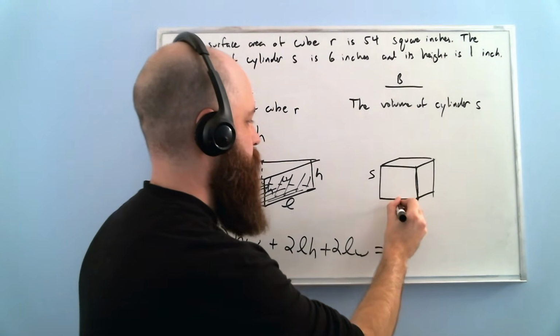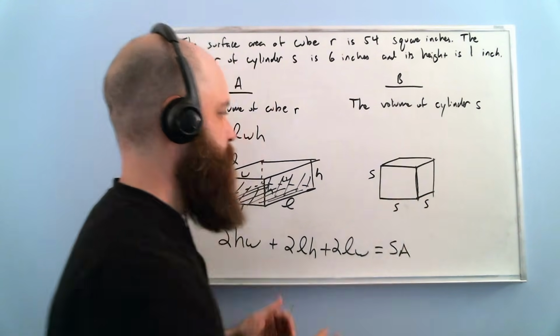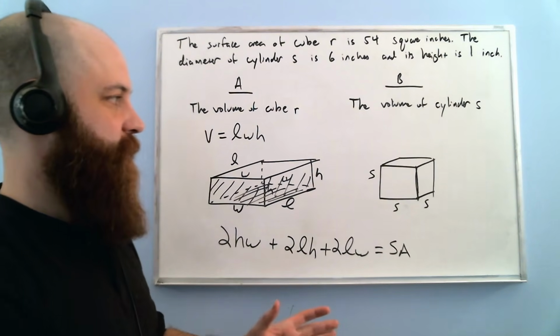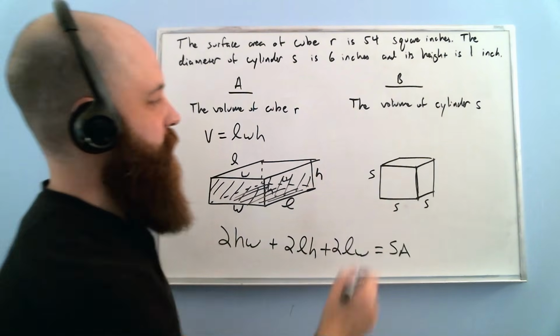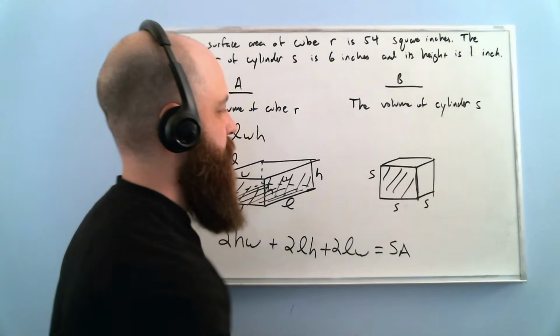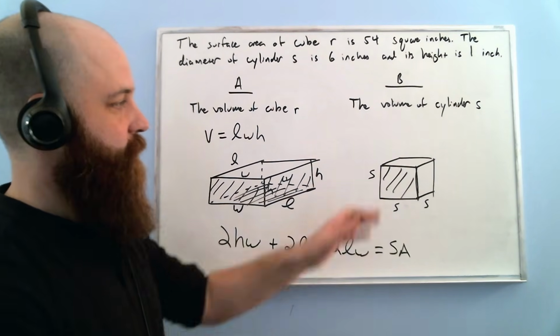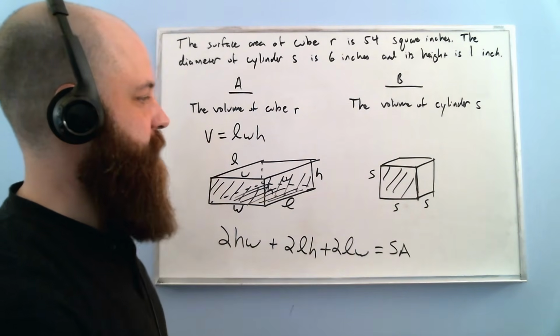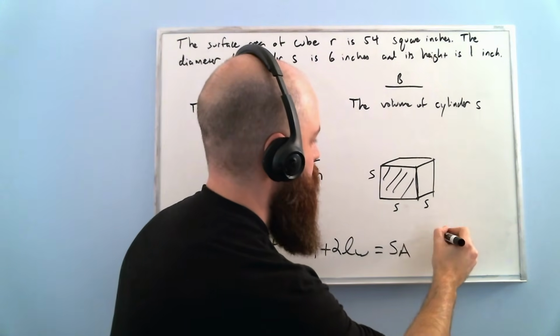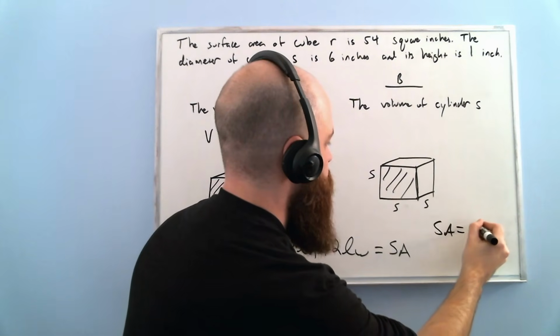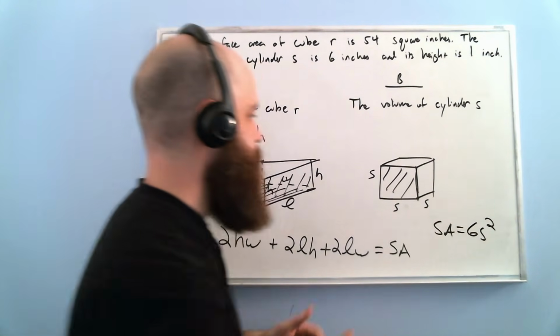We'll call each of the sides length S. Okay, so we'll start with the surface area. Notice the area of one of these squares is just S squared. And how many squares are there total on this cube? Well, front, back, top, bottom, side, side, so 6 total. So the surface area of this cube is 6S squared.